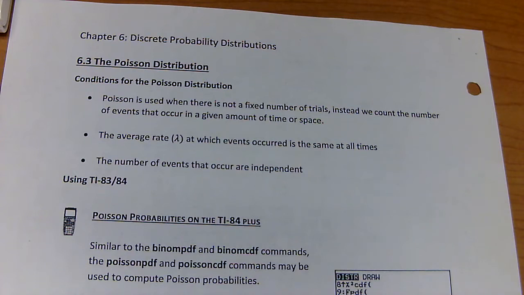The number of events that occur need to be independent. That's the other big thing. So again, we need to be independent. The average rate is the same. We're never overlapping, and it's usually over a short period of time.